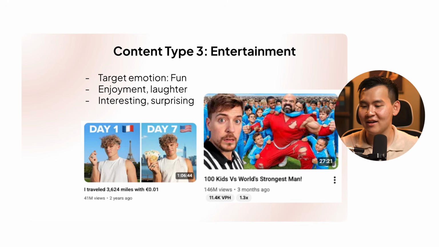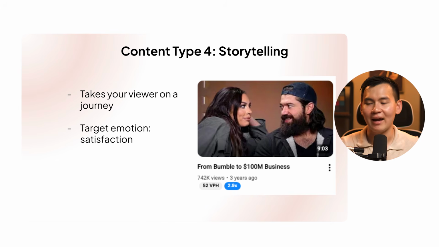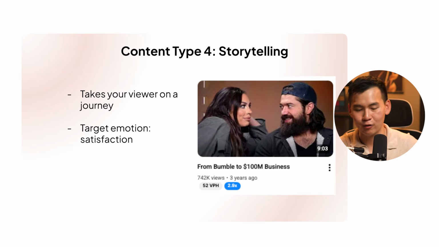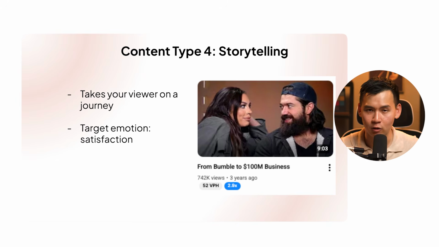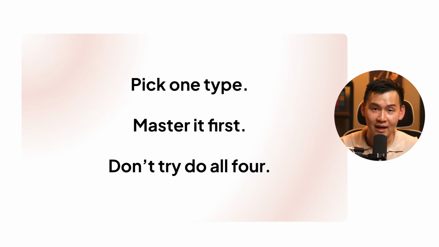This is entertainment. I traveled 3,624 miles with 1 euro cent, right? And content type 4 is storytelling, where you take your viewer on a journey and your target emotion is satisfaction. So it's a storytelling video. You want to take your viewer down something. It could also be inspiration for a storytelling video. Kind of depends on your audience there. So pick one type, master it first. Do not try to do all 4 different types.